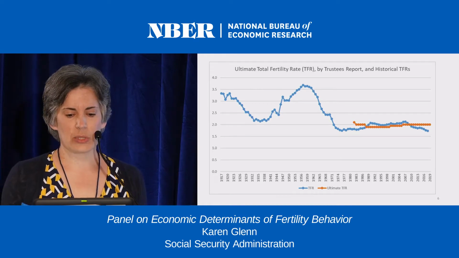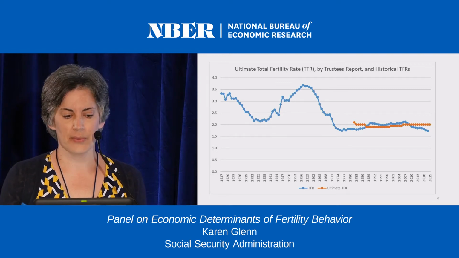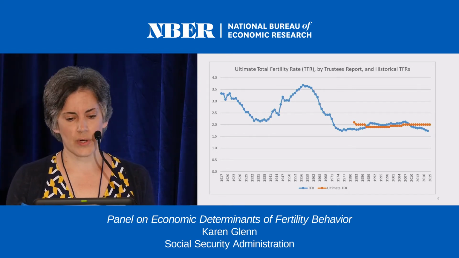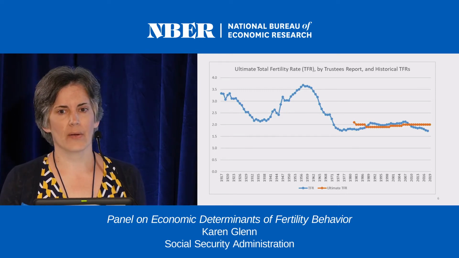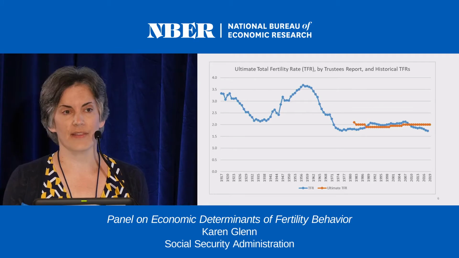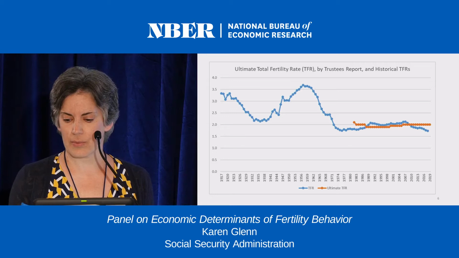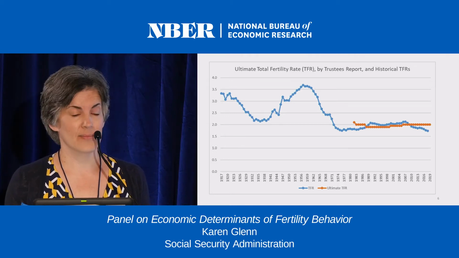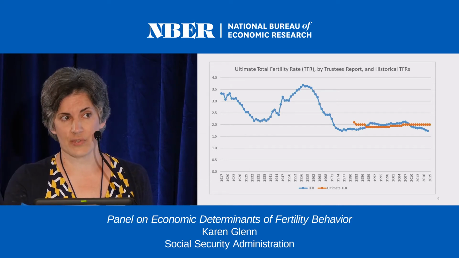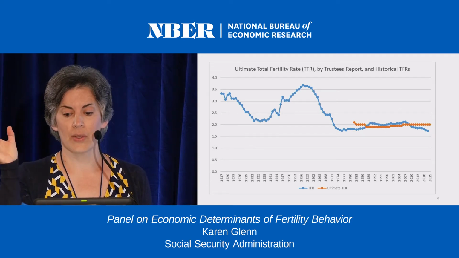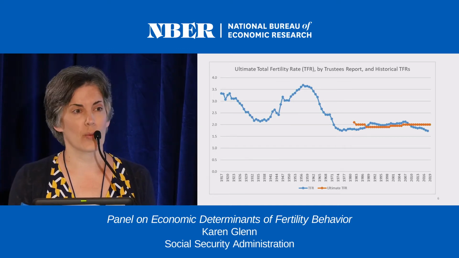So again, this blue line, we are on slide 6 at this point for folks on the phone, is the historical TFR. The orange line shows what our ultimate assumption was in that year's trustees report. So for example, in 2019, our assumed ultimate, which generally is years 11 through 75 of the projection period, was 2.0, whereas the actual TFR for that year was down around 1.74.